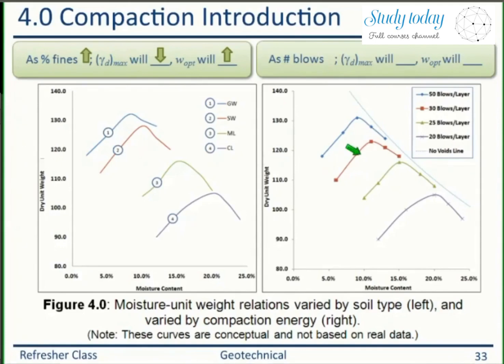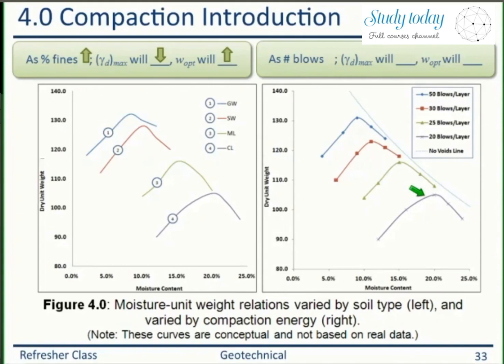The figure on your right also shows a relation between the gamma D and the moisture content, but in terms of the compacting energy for a given soil. Let's say you have the same soil, all right? The soil is not changing, it's a particular same soil, and you are using different compacting energy levels here. Let's say this curve is for 50 number of blows per layer. Let's say you are compacting this soil in a Proctor mode. Then 50 blows per layer, 30 blows, 25 and 20.